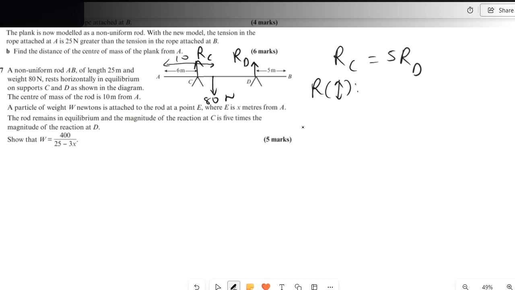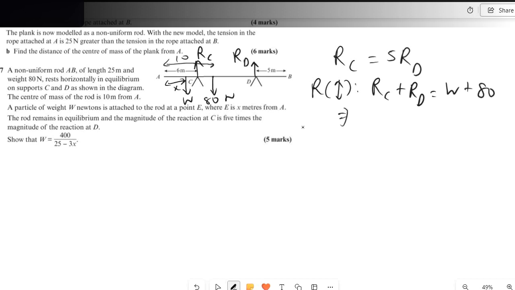and it said that a weight of W newtons is attached to the rod at a point which is X meters from A. So therefore we can also say that this is going to be here, where this distance is X and the weight is going to be W. So resolving vertically, the upward force, which is RC plus RD, is going to be equal to the total downward force, which is W plus 80.